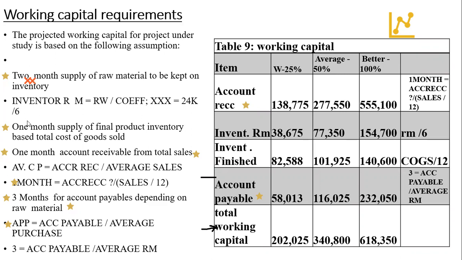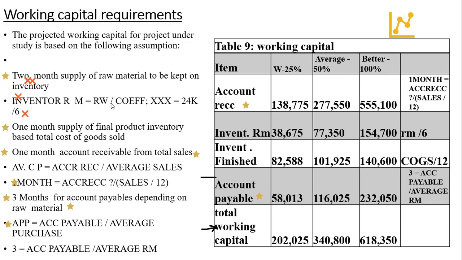So what is my coefficient? It is 6. How did I get this? 12 divided by 2 gives me the 6. And this is the inventory of raw material. So the inventory of raw material is the total raw material divided by the coefficient. I take the total raw material and divide by 6, and it gives me the amount of inventory of raw material.